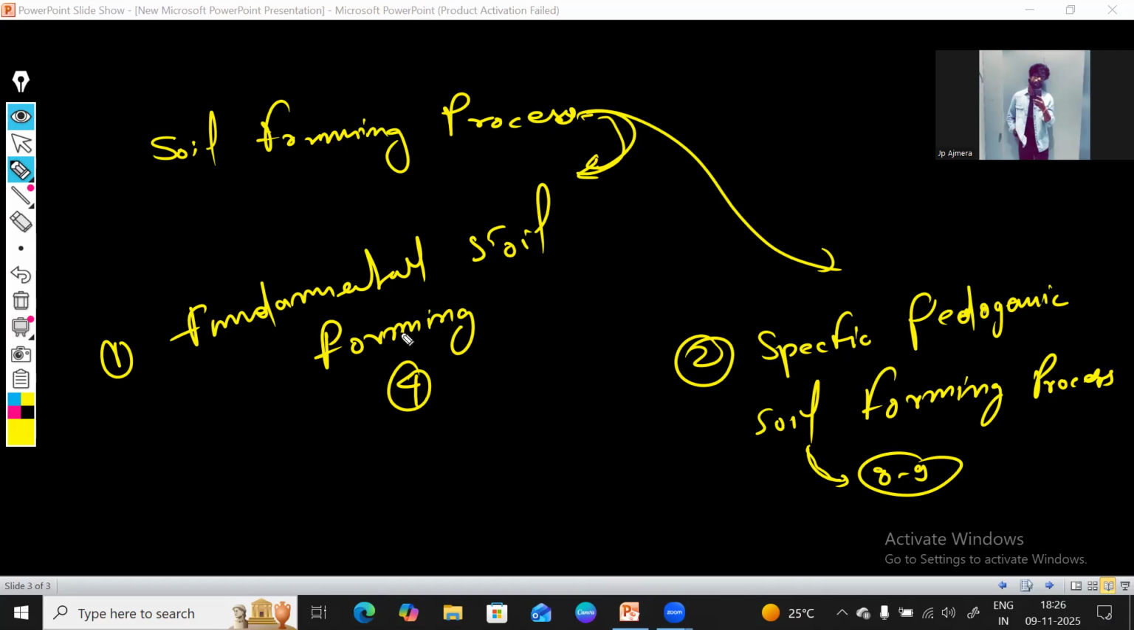Cool. Okay, so there are two basic classifications of soil forming process. They are divided into two parts. What are these two parts? The first one is the fundamental soil forming process. These are four in number. Cool. The second one is the specific pedogenic soil forming process.